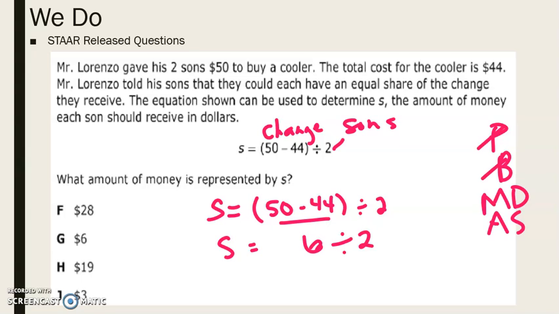I do see multiplication and division. I only see division here. 6 divided by 2. So in this case, 6 divided by 2 is 3. So there's no other operation left. So that means that each son received $3.